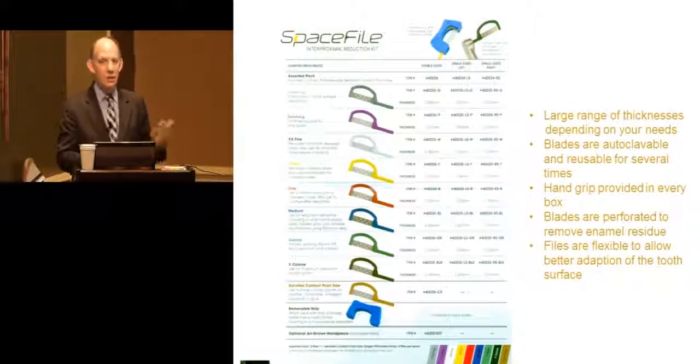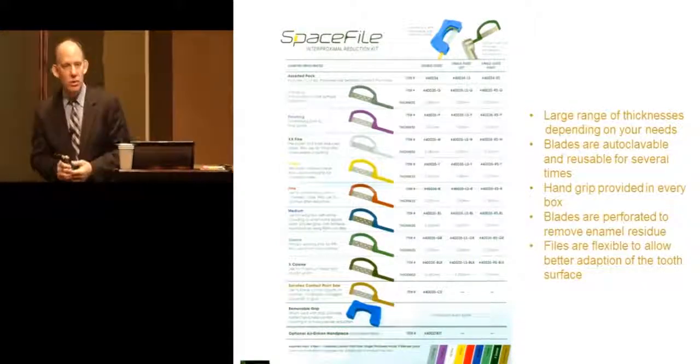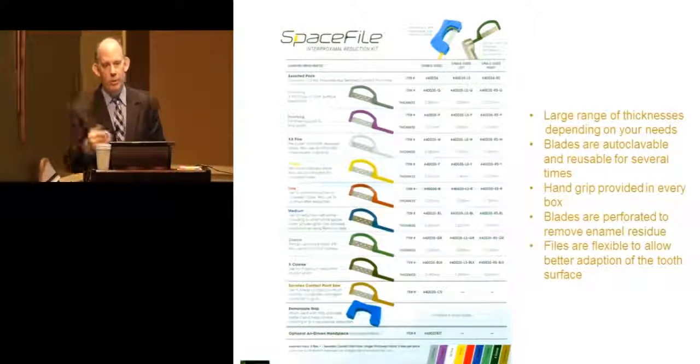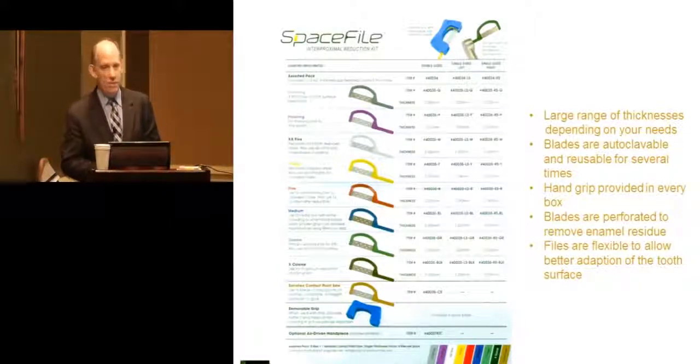So I'll tell my assistant, get me the 0.2 millimeter space file. I'll say 0.1 and 0.2, and they'll put out 2 files or 3 files. And that's it. It's just not that hard. Or I'll ask for a polka dot, and they know that's a flex view strip.